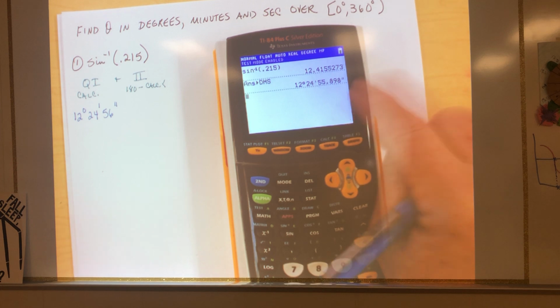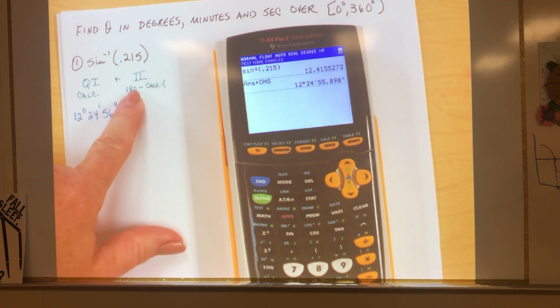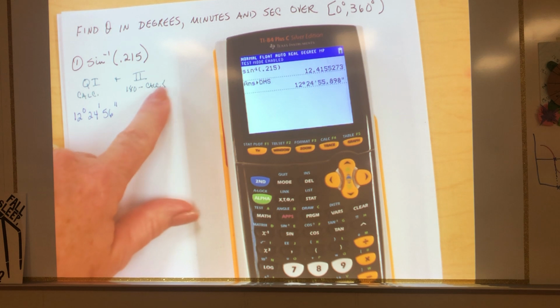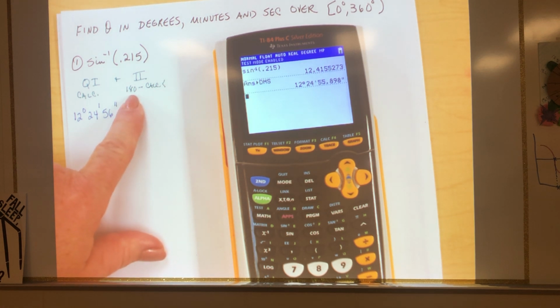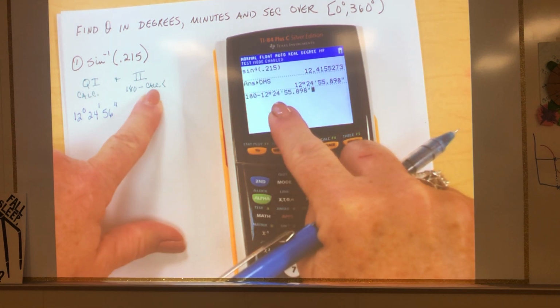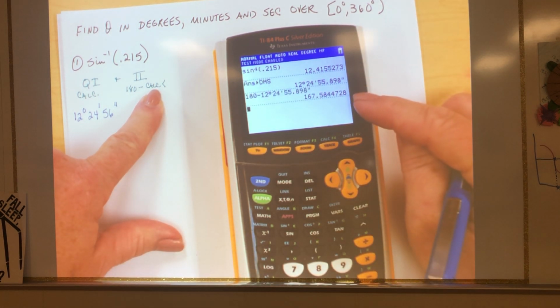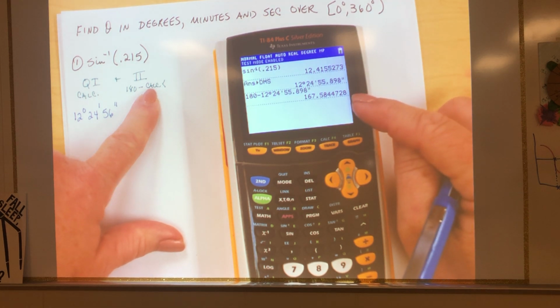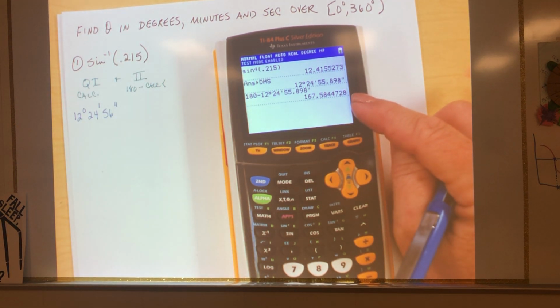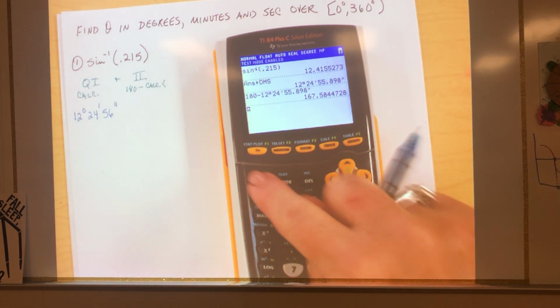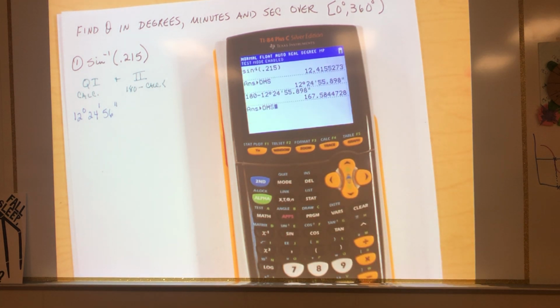So how am I going to do this one? We've already written it down. If you write your stuff down when you're thinking about it, then you just follow your own directions. I'm going to say 180 minus, and I'm going to grab this number from up here instead of typing it in. I'm saying 180 minus the calculator angle. When I press enter, it pushes it back into a decimal degree. We want it in degrees, minutes, and seconds, so second, angle, and choose number 4.